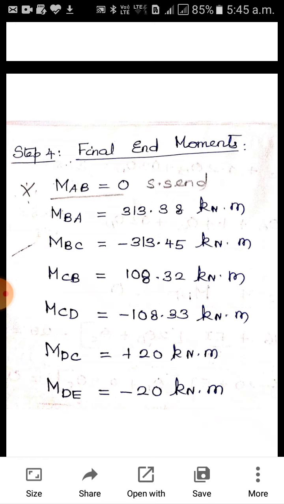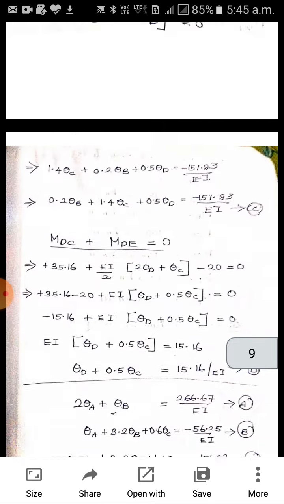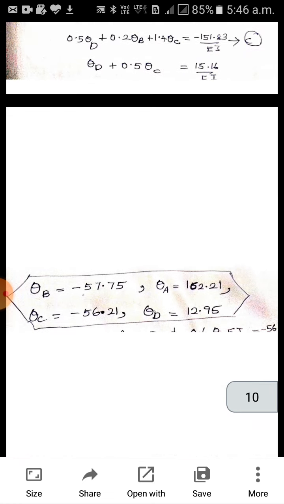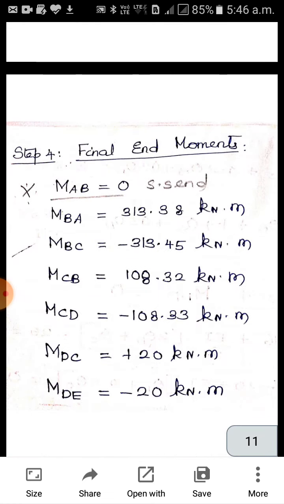See here, MCB plus MCD equal to 0. So what I'm saying is in the equilibrium equation, MCB plus MCD equal to 0. It means MCB and MCD will have equal values but different signs. So magnitude equal but sign, direction, is different. Sign is direction, magnitude is value. See, MCB equal to 108.32, then MCD will be equal to minus 108. Okay, MDC plus MDE equal to 0.